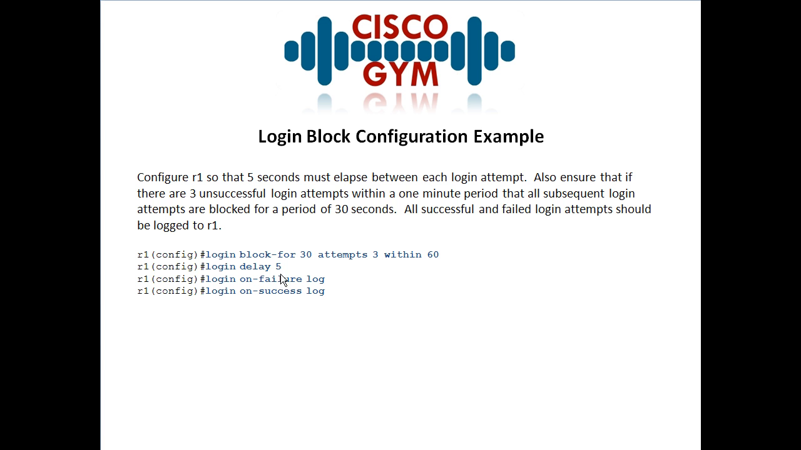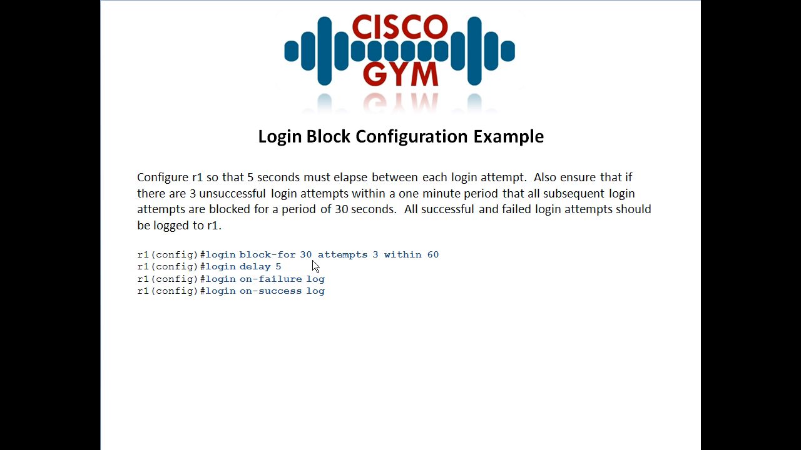My point here was that you're going to actually want to do sentence 2 first in this case. Also ensure that if there are 3 unsuccessful login attempts within a 1-minute period, that all subsequent login attempts are blocked for a period of 30 seconds. So that's your login block-for. And it's a little goofy, it says login block-for.